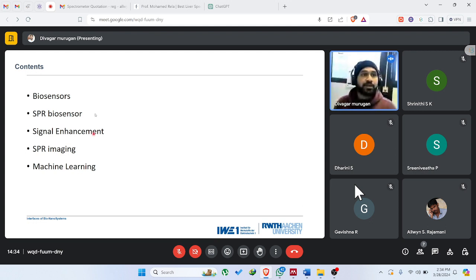Okay. So to start with, I will start by explaining what a biosensor is, and then slowly move to SPR biosensors and how to enhance the signal in SPR sensing, as well as SPR imaging, then machine learning.